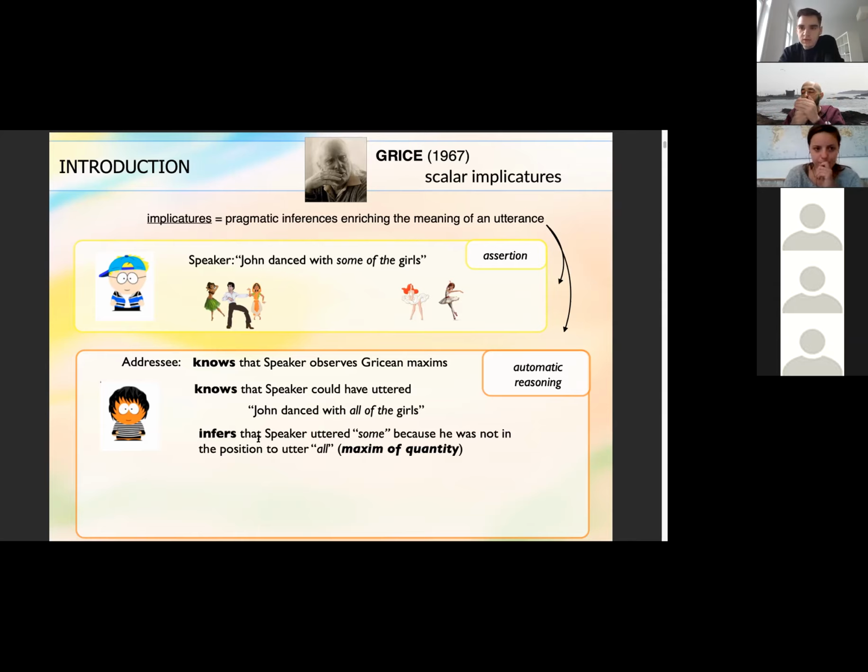I would say that the sentence "John danced with some of the girls" can entail "John danced with all of the girls." Can entail? Yes. So if the sentence with "some" is true, then it follows that the sentence with "all" is true. Wait, no, I would say not the opposite, necessarily. Yeah, exactly. The other way around, actually.